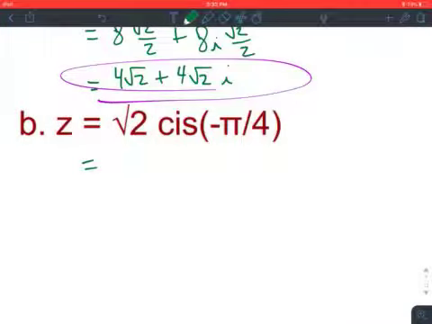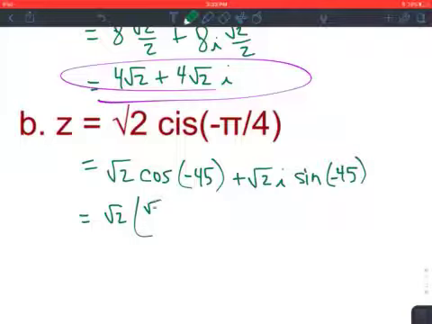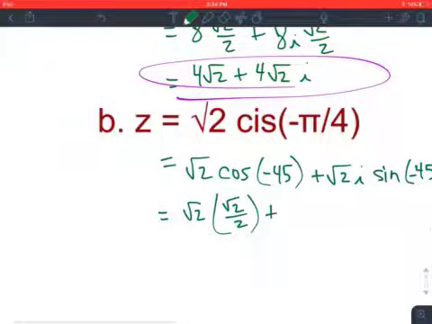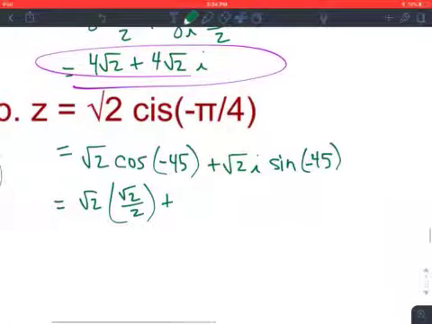Same thing here. Expand it. Square root of 2 cosine negative 45 plus square root of 2 i sine negative 45. And that is, let's see, square root of 2 times square root of 2 over 2 plus, the y value here is negative, because if you remember the unit circle, right, that's how we're doing this. x value is positive square root of 2 over 2, y value is negative square root of 2 over 2.